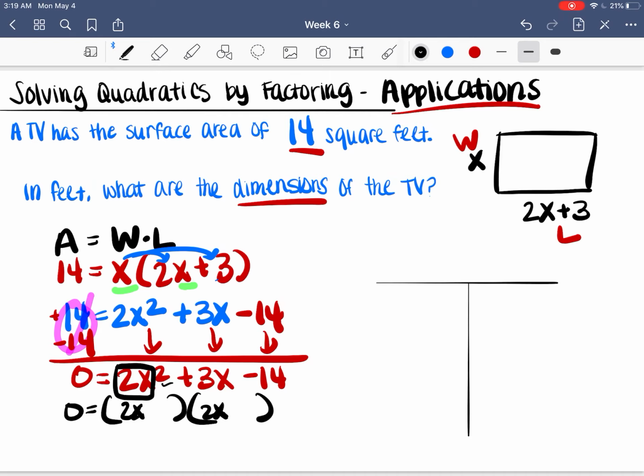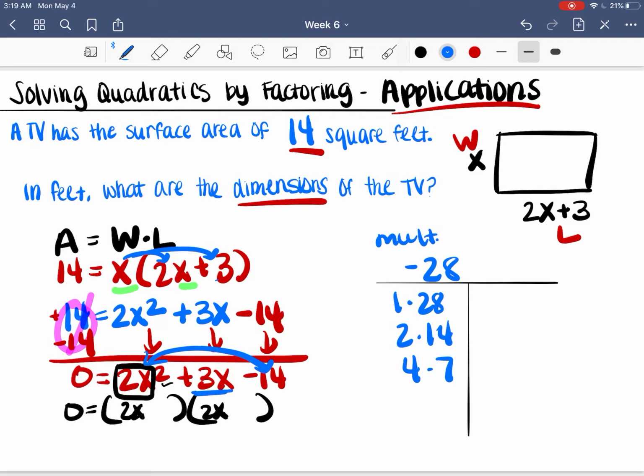All right, next step is to multiply your first and your last numbers. 2 times negative 14 is negative 28. So you're going to give me what factors 28 has. What multiplies to 28? Which is 1 times 28, 2 times 14, and 4 times 7. Out of those, only one is going to give me a positive 3 in the middle, whether I add or subtract the numbers, which would be 4 and 7.